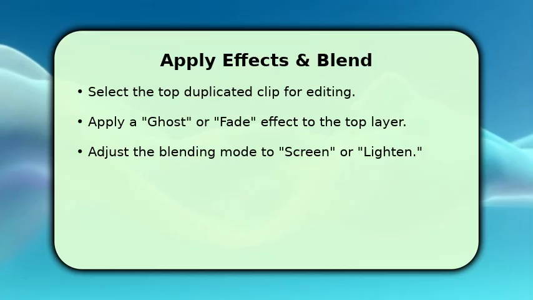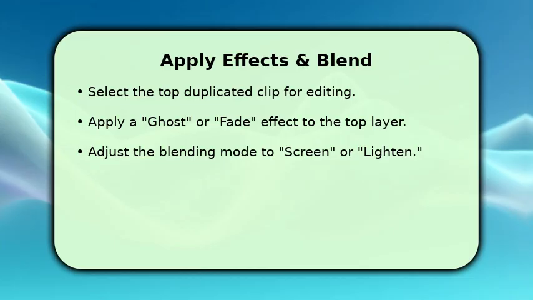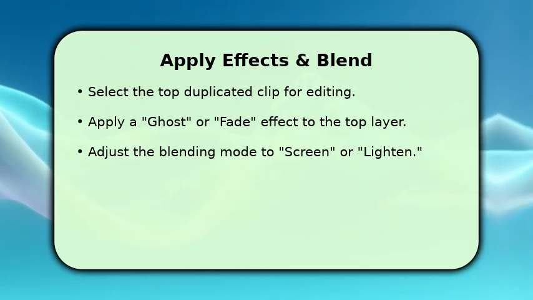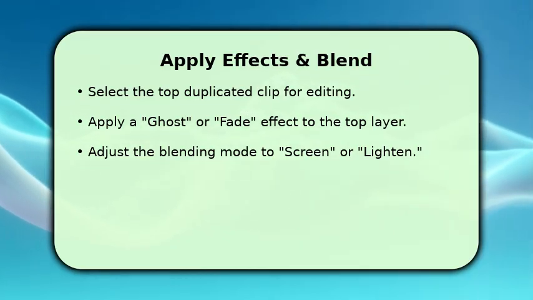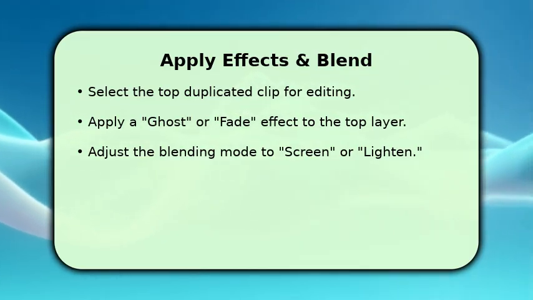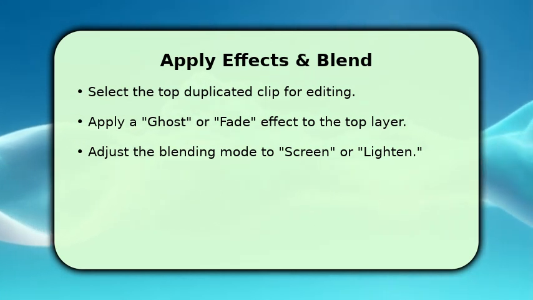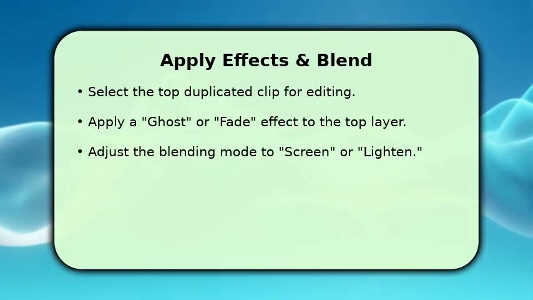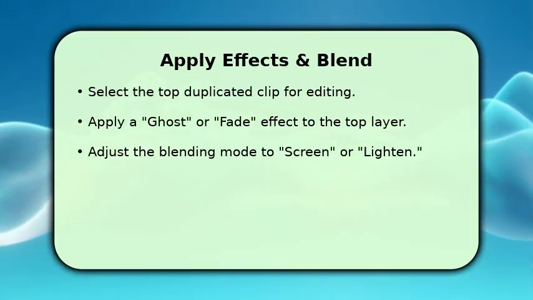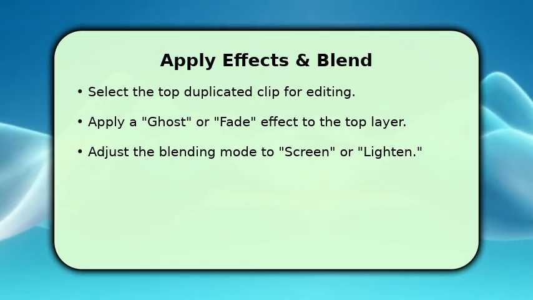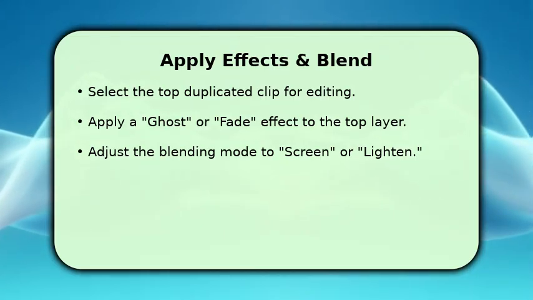Now, select the top duplicated clip. Navigate to the Effects menu and choose an effect like Ghost or a similar fade-out option. Experiment with different effects to find the one that best suits your vision. After applying the effect, go to the blending options. Change the blending mode to Screen or Lighten to make the top layer transparent and blend with the bottom. Adjust the intensity to your liking.